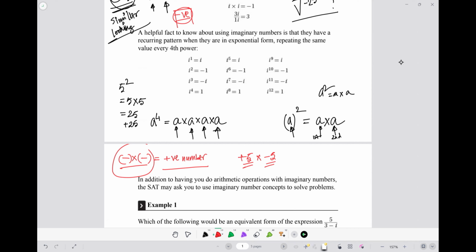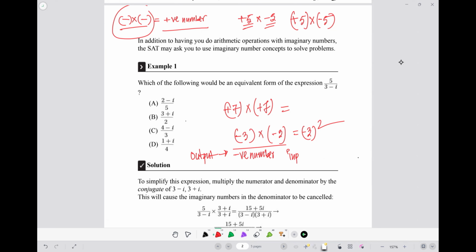But for this output, the output is going to be a negative number, but the input will be the same number, whatever it is. Maybe it can be positive or maybe it can be negative, whatever it is, and the output is going to be a negative. That's not possible in your real world algebra system.